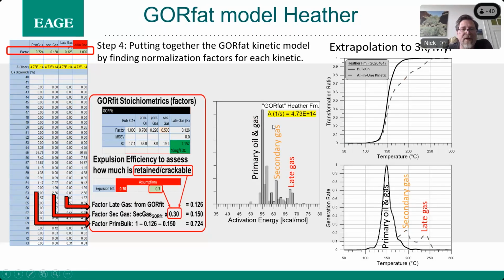This is a little bit different, for example, for the Heather GORFET model, because the Heather formation is a worse expeller, with perhaps an assumed expulsion efficiency of 70%. So 30% are retained, and the secondary gas potentials take a more important role in the model, leading to deviation of the GORFET model from the original bulk kinetic models at earlier temperatures, and leading to much higher GORs during maturation and modeling.